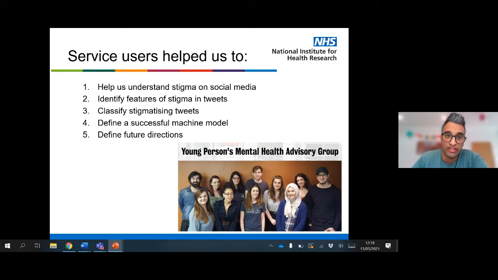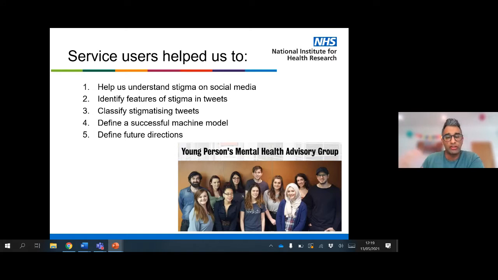I said, this is my vision, this is what I want to do. I want to identify schizophrenia stigma on Twitter. This is my plan, but I need help with these things. What are your suggestions in terms of understanding stigma? Can you help identify what kind of features there are in tweets? I'll explain this a little bit more in a minute. And so we put this 5-step plan together. They will help at various steps of the study.